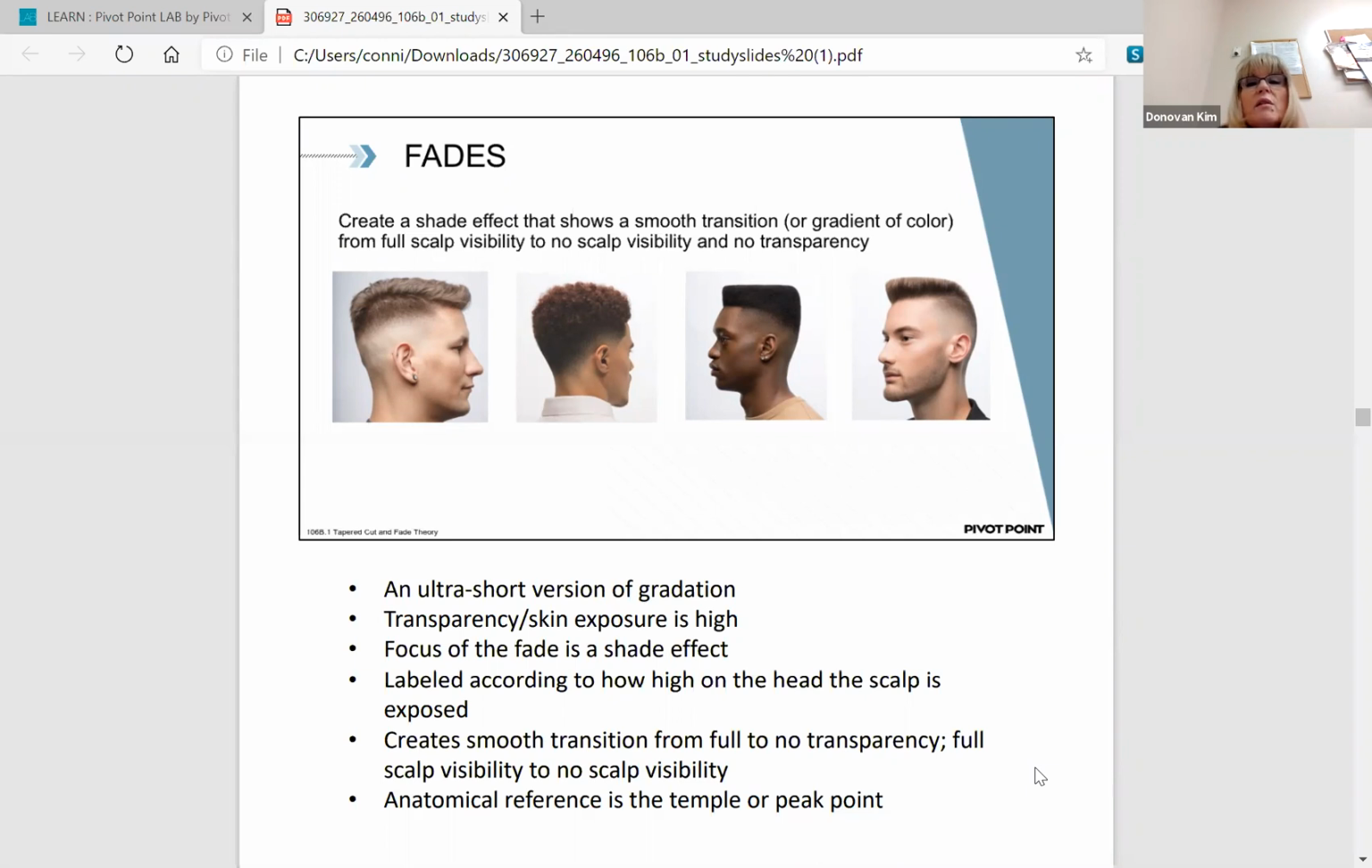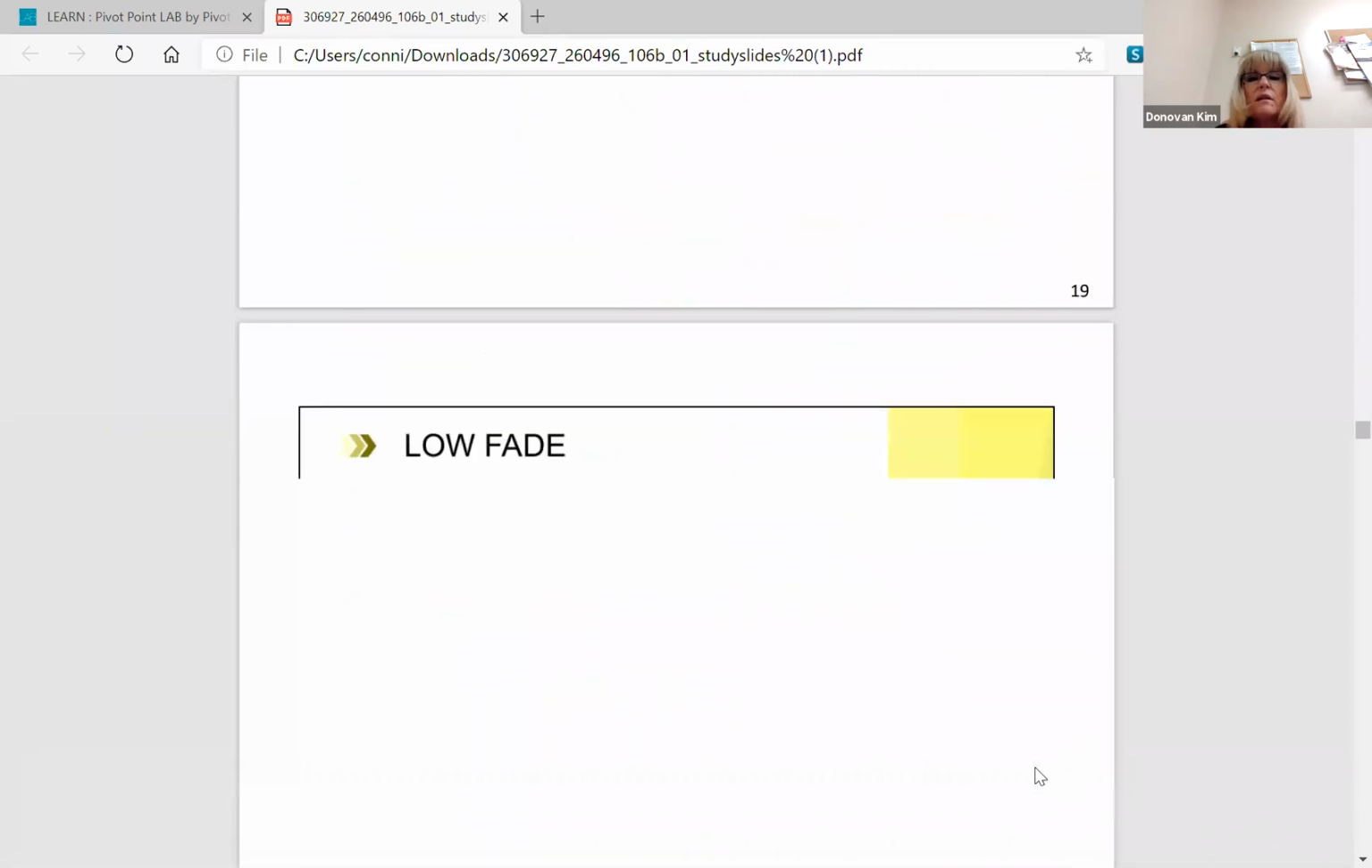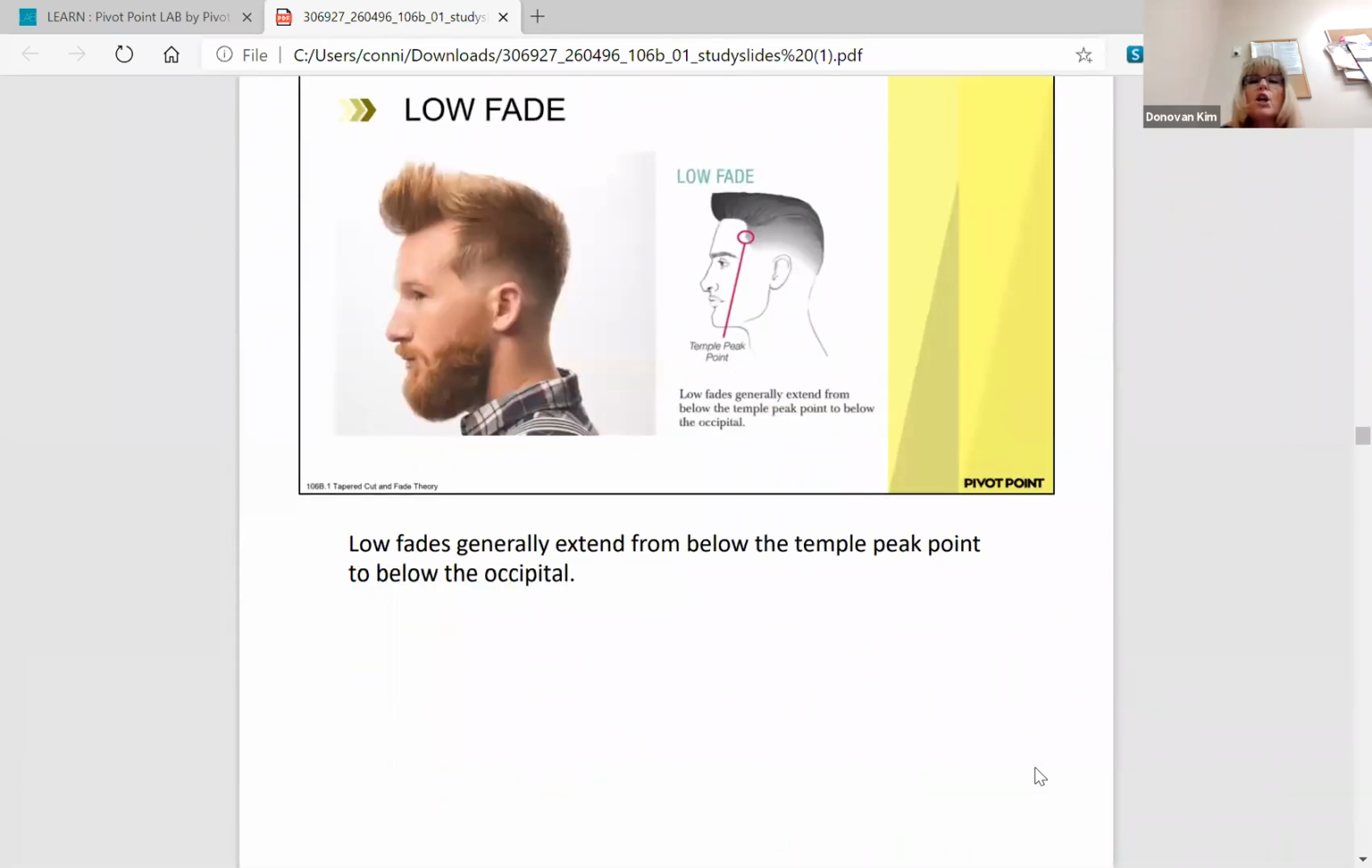Those all look like fades to me. They all look like zero fades, but you can get a longer version of a fade, right? You don't have to have a zero fade. So what they're saying by this is, when they're talking about a low fade, a mid fade, or a high fade, what's the area that makes it from low, medium to high? It would be the temple or the peak point. That's where the difference is. So when you talk about a low fade, notice it's below the temple or the peak point. That makes it a low fade.